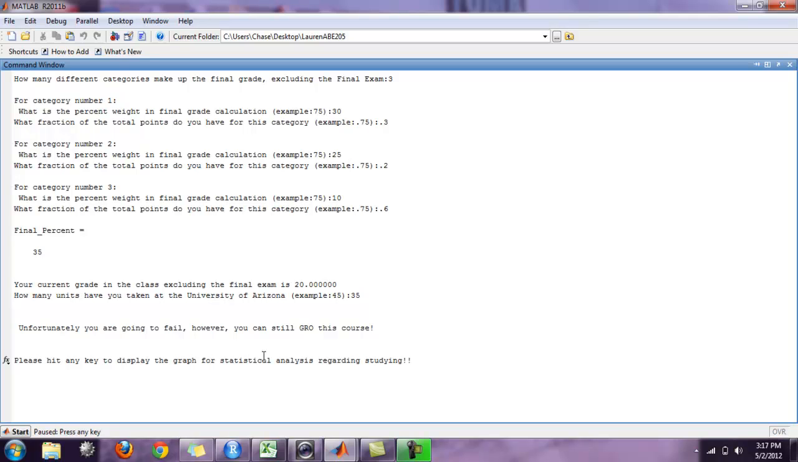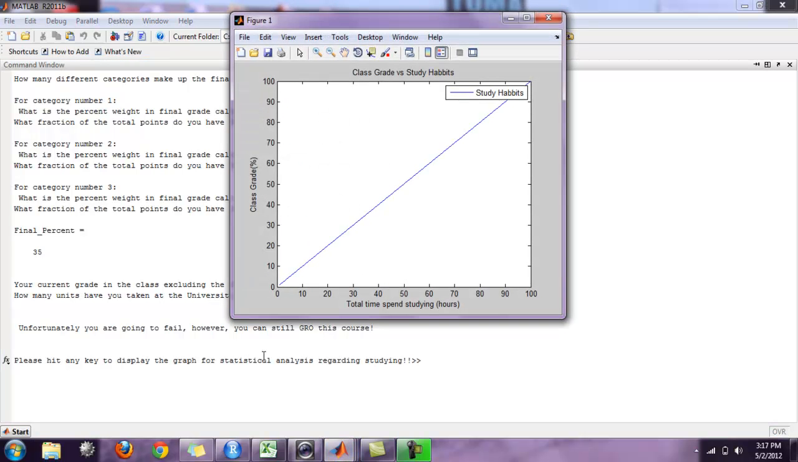If you have put anything over 60, which is the GRO credit limit, the dialogue given back is going to say, unfortunately, you're going to fail. However, you cannot GRO this course. So again, at the end, we have, please hit any key to display the graph for statistical analysis regarding studying. So you can push your key, see the graph, and that's my program.